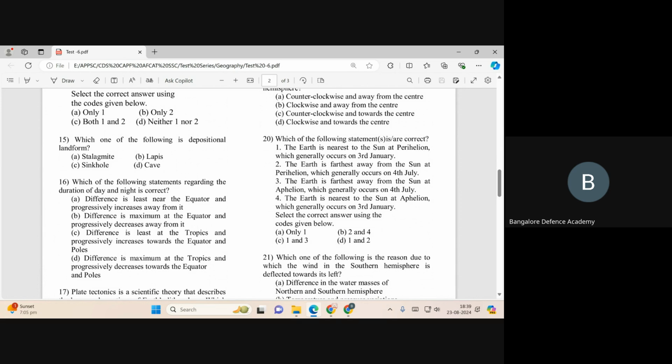For example, in a year the start will be what? January, February, March, April, May. Peri means near, so which month is it? January. Perihelion will be in January, and aphelion will be in July.